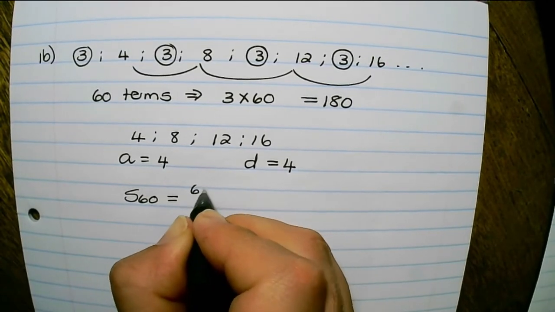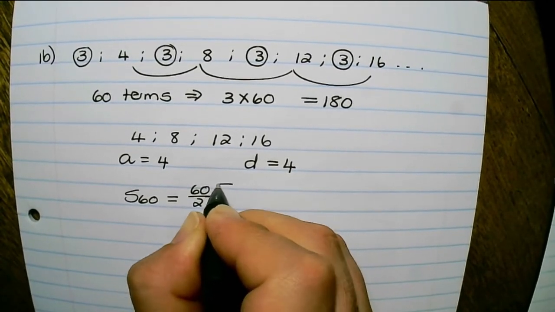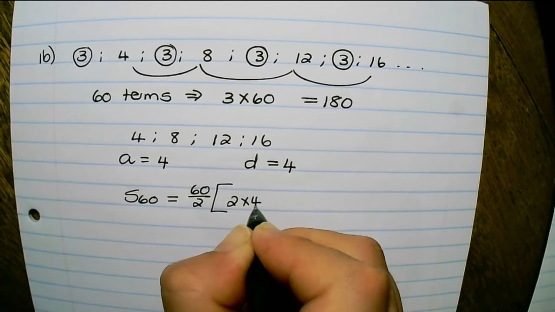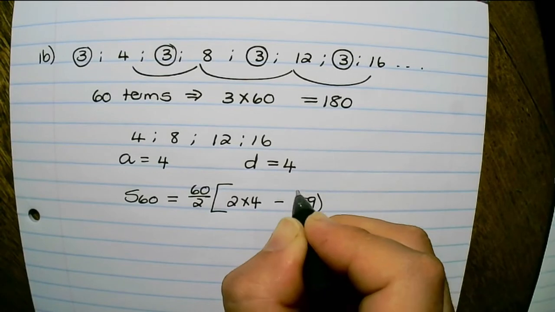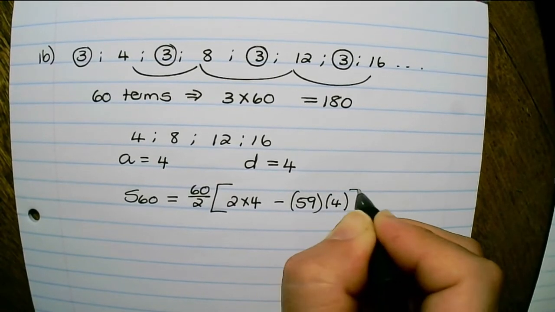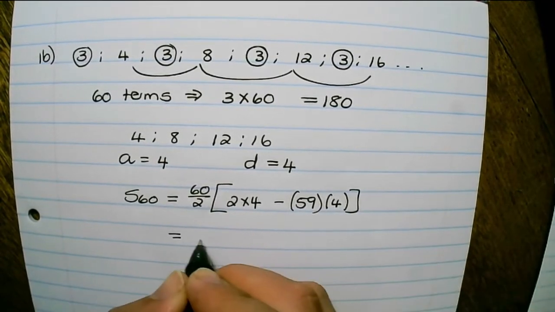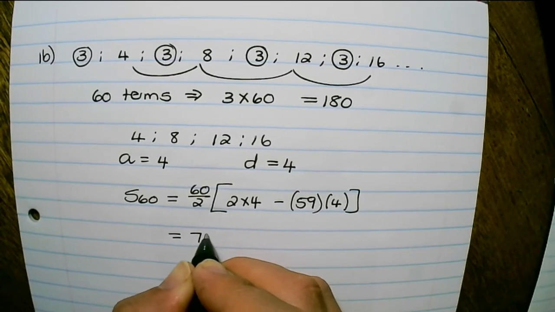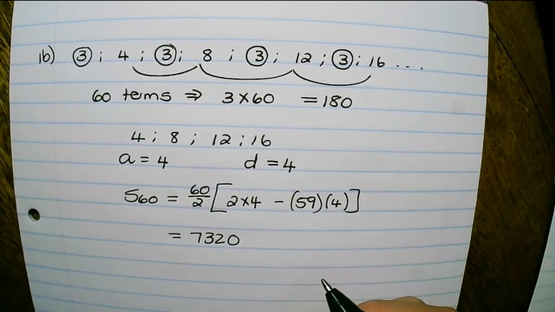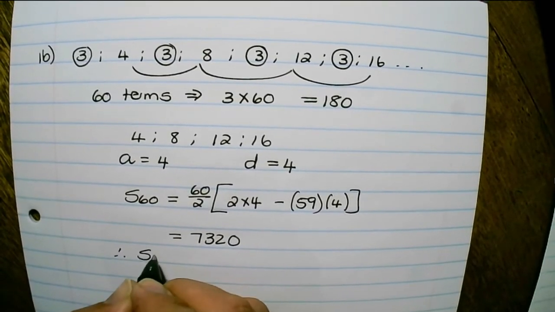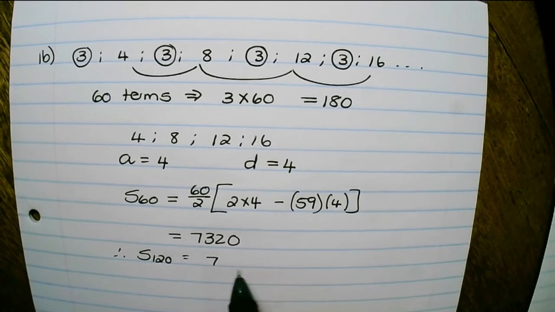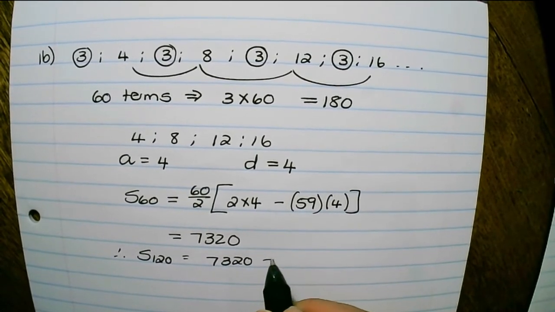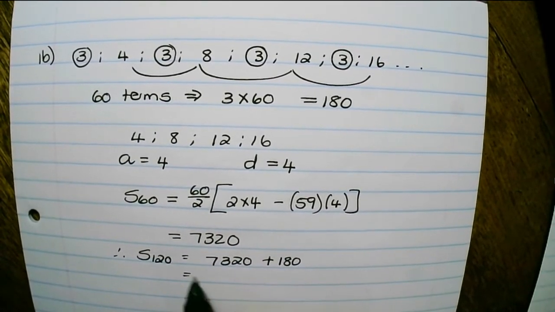So that will be 60 over 2, and in brackets, 2 times 4 plus (60 minus 1) times 4. If I multiply out, that is 7,320. Therefore, the sum of 120 terms in the original pattern is 7,320 plus 180, which is 7,500.